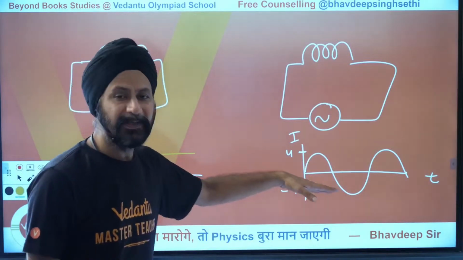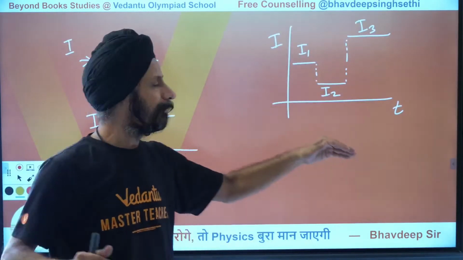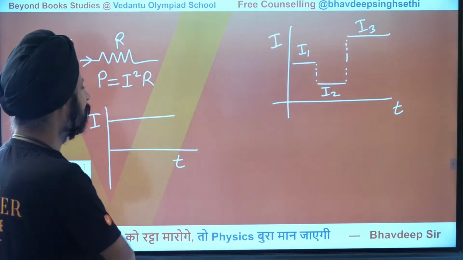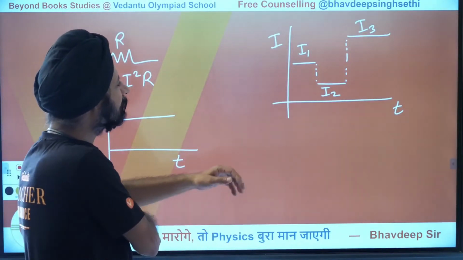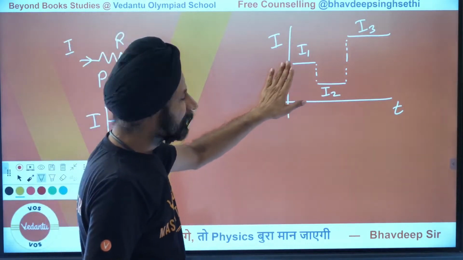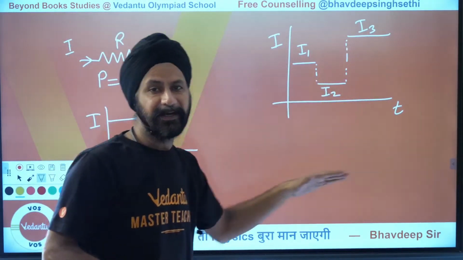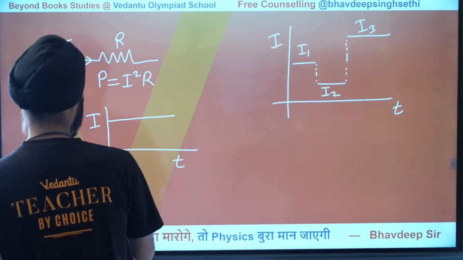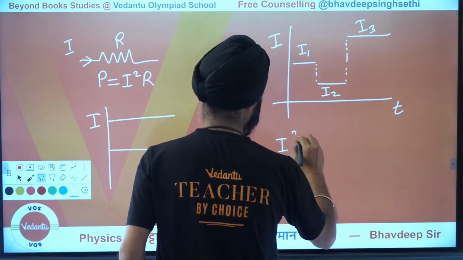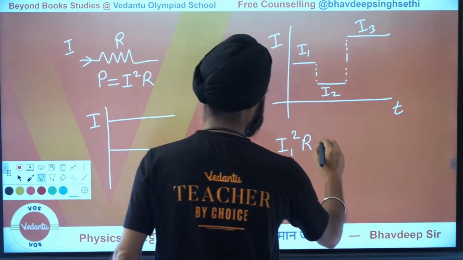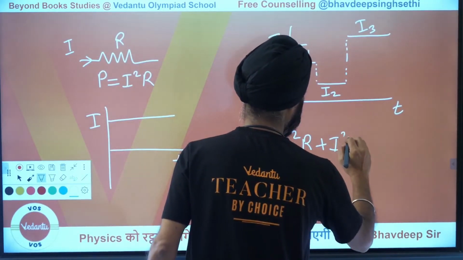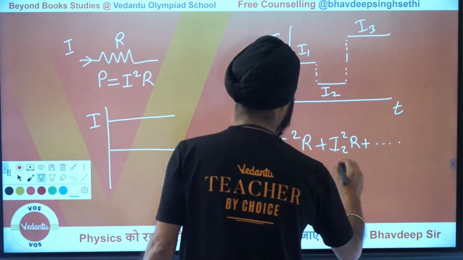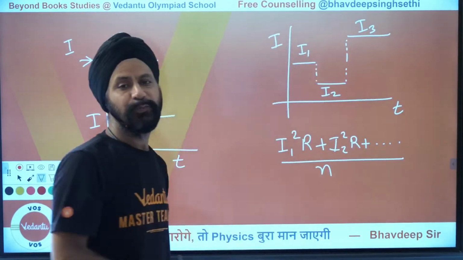So instead of starting with a sinusoidal wave, let's start with a simple kind of scenario here where the current is a step current here. It's not a curvy kind of, because that will make the things easier. So what is the average power you would get here? This power plus this power plus this power divided by the number of items over there. So you'll say, okay, the average power here is I1 square R, that's the power here, plus I2 square R plus dot dot dot up to IN square R divided by N. That's the average power here.